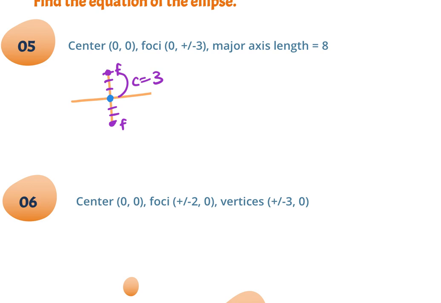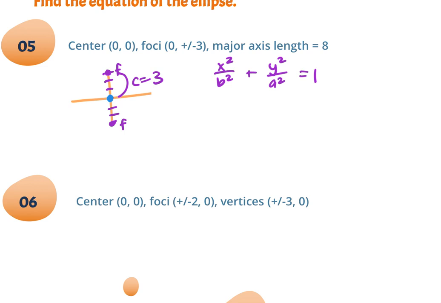It also tells me that my center is 0, 0. So I'm going to get an x squared and a y squared. Nothing's going to be added or subtracted from either of those. And C is on the major axis, which in this case is vertical. If it's vertical, which of the variables gets the A? The y. So this is going to go over the A squared. This is going to go over the B squared. So all that information came from just that first piece.